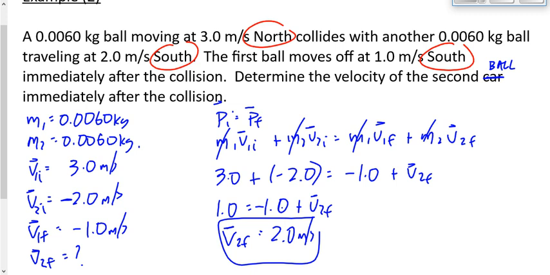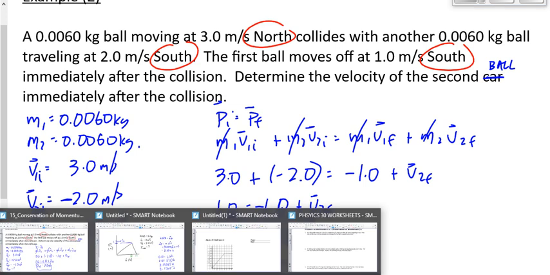There are 7 questions on worksheet number 3. I would like you, please, for homework, in addition to preparing for your quiz on Monday, to do the first 5 questions on that worksheet, worksheet number 3.